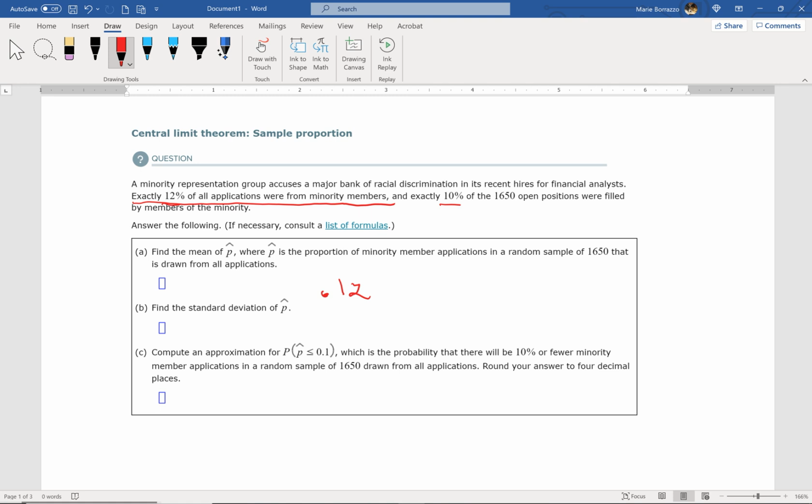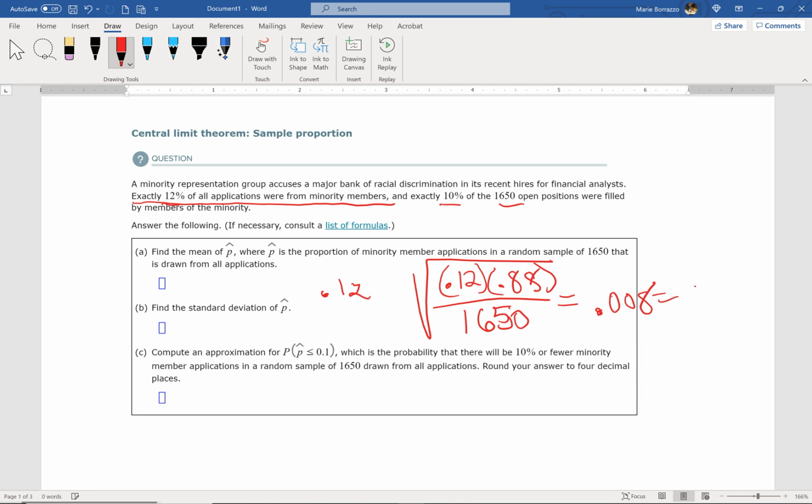In this question, they're asking what is the standard deviation. So again, we take the square root of p hat q hat, so 0.12 times 0.88 over 1650, as I believe that was the sample size that we have, and that's stated there in the question. Once you take the square root of all of that, you should end up with an answer of 0.008. So this is your standard deviation.